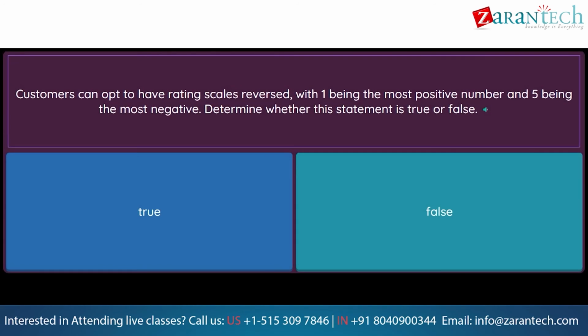Question: customers can opt to have rating scales reversed, with 1 being the most positive number and 5 being the most negative. Determine whether the statement is true or false. Option 1 true. Option 2 false.